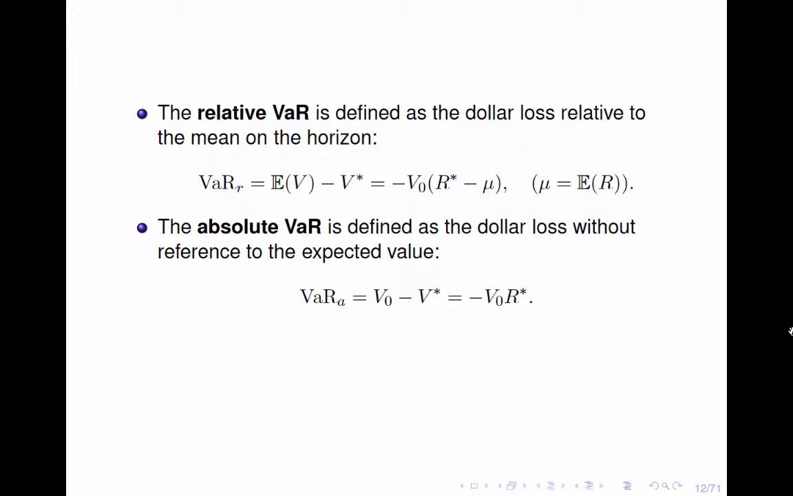The absolute VAR, denoted by VAR with the subscript A, is defined as the dollar loss without reference to the expected value. More precisely, it can be calculated by V0 minus V star. Writing V star in terms of R star, we obtain the absolute VAR is equal to minus V0 times R star. For short horizon, with negligible expected rate of return, the absolute VAR is approximately equal to the relative VAR.